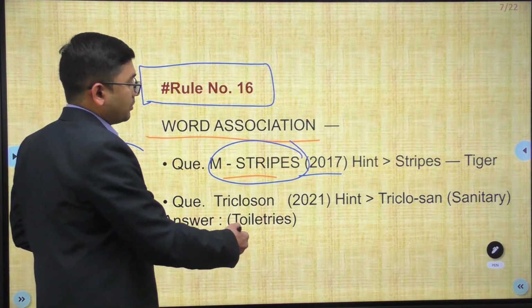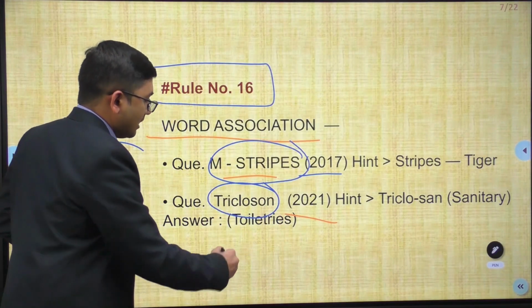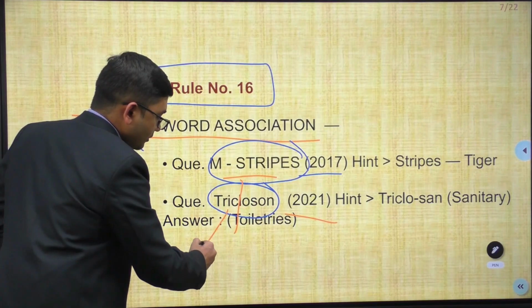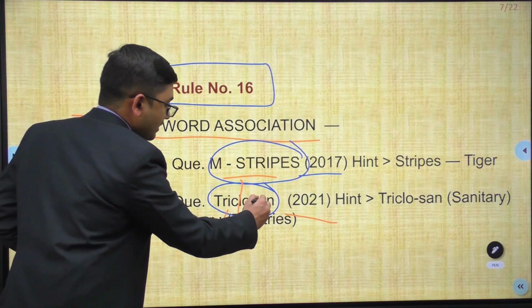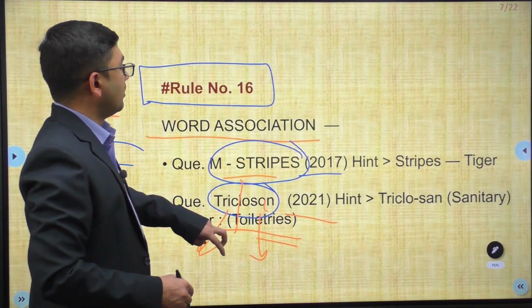The same thing happened in 2021. Triclosan, recently in the news, something was asked. If you split this word, triclosan, it means something sanitary. Sanitary means the answer is toiletry, with word association.